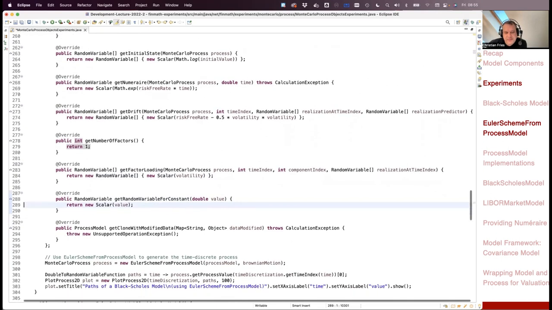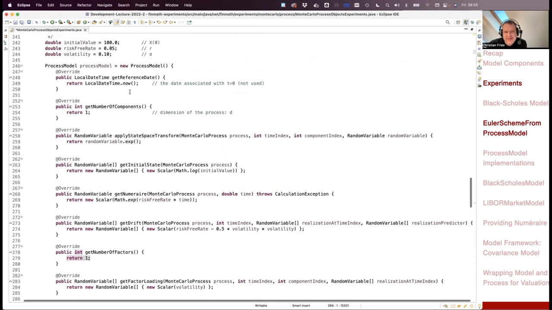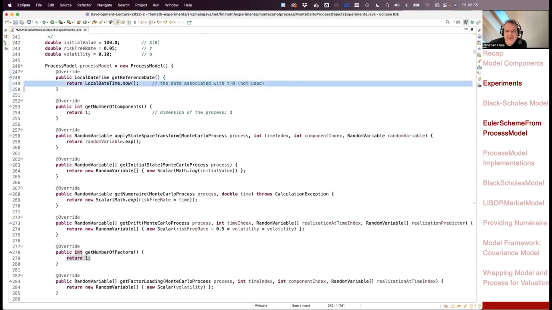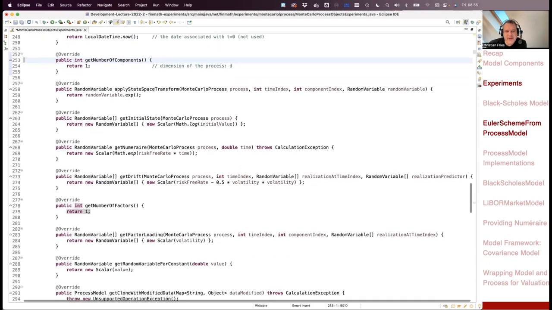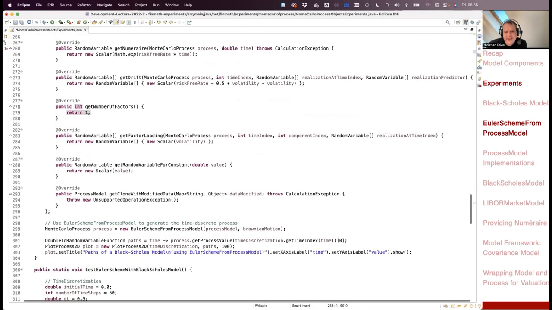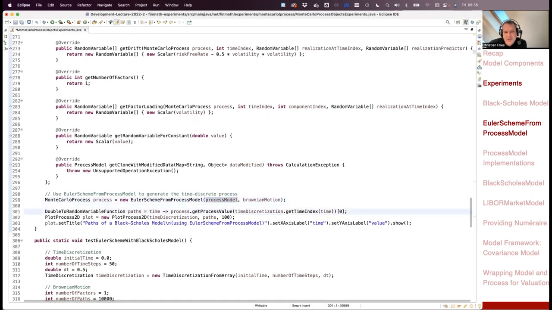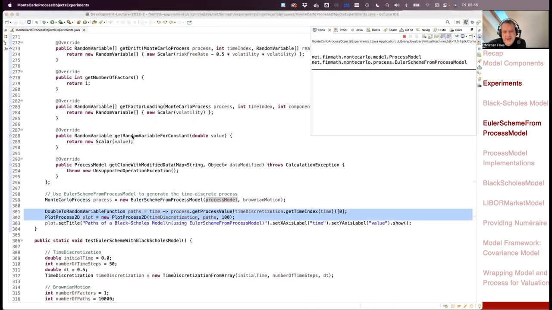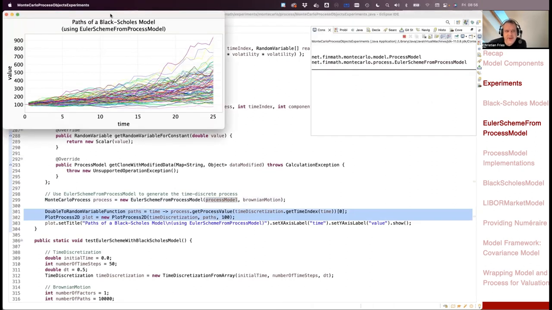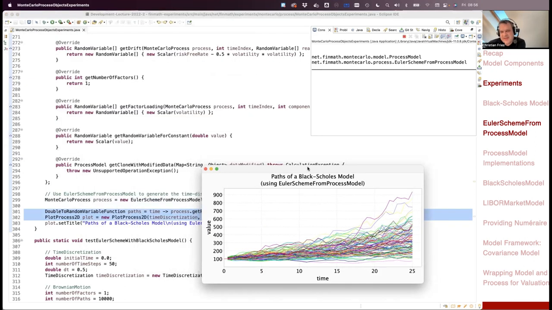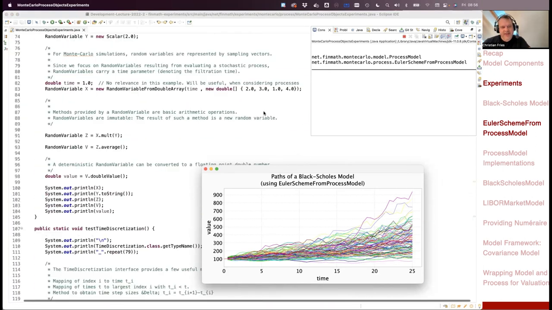And there are some other methods. This is the time that is associated with t equals 0. That's not so important. So you have to write down the specification, and then you can pass the specification here to this Euler scheme and plot this too. So let's run this. Okay, and now this is using Euler scheme from process model. We have the same plot as before, our Euler scheme.